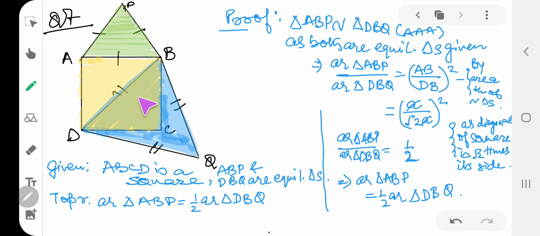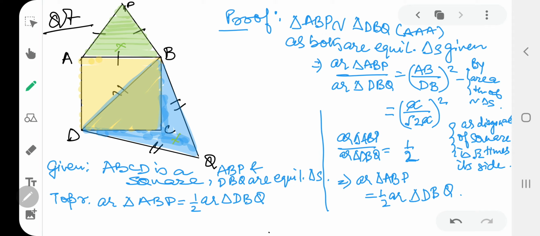So, in this question you are given ABCD is a square, ABP an equilateral triangle and BDQ another equilateral triangle. You need to find out the ratio of the area of this triangle and the ratio of the area of this triangle. So these two triangles, you need to find out the ratio of their areas.